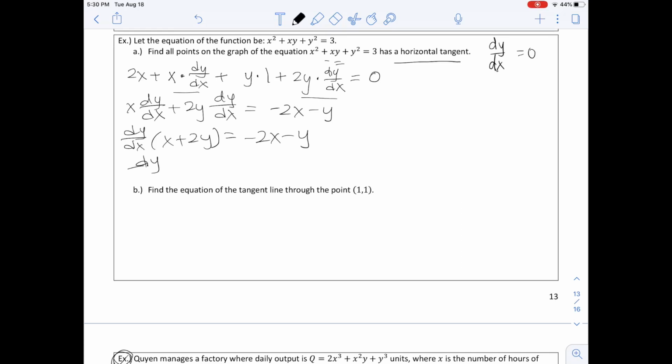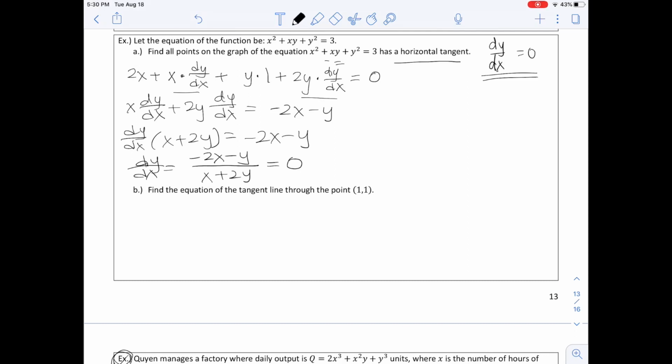And so dy/dx is going to be equal to negative 2x minus y all over x plus 2y. And so that is our derivative function. From here, though, we need to be able to figure out where this is equal to 0, which is what we had up here, where the horizontal is tangent.